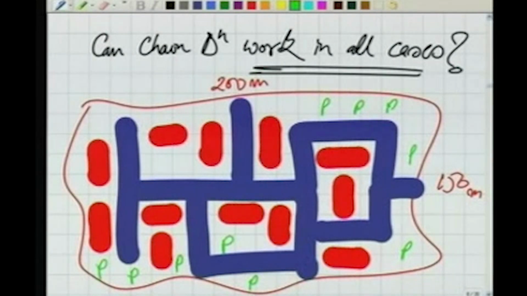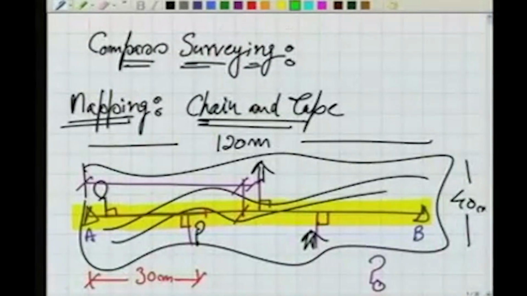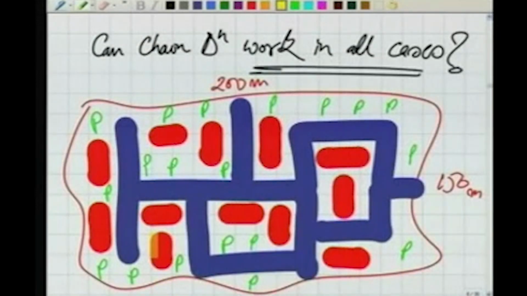Now your job is, you are asked, okay, go to this area and make a map. Let us start. Can we really use a single chain length? As in this case, we cannot use a single chain here. We cannot use it because the area is very wide. Our offsets will be very large. There are many more problems.